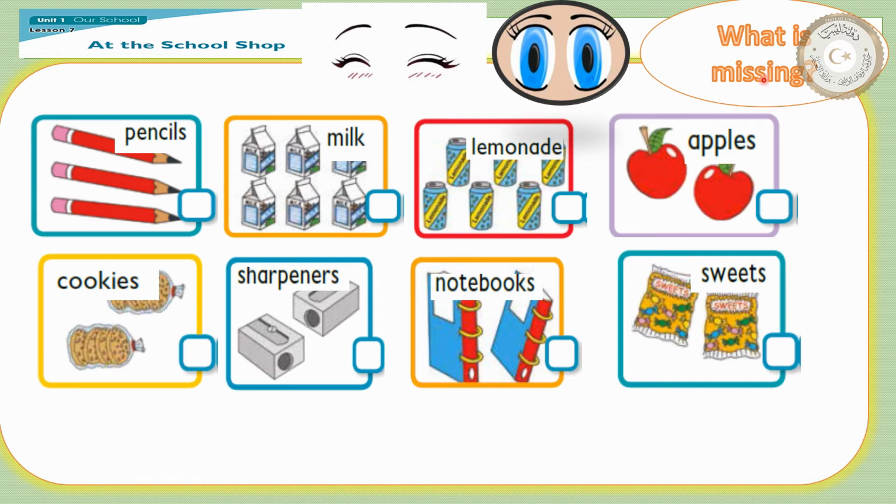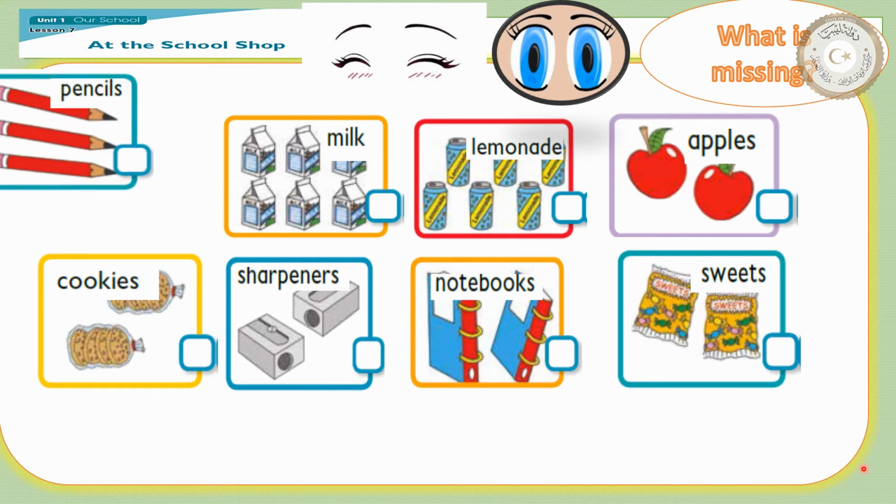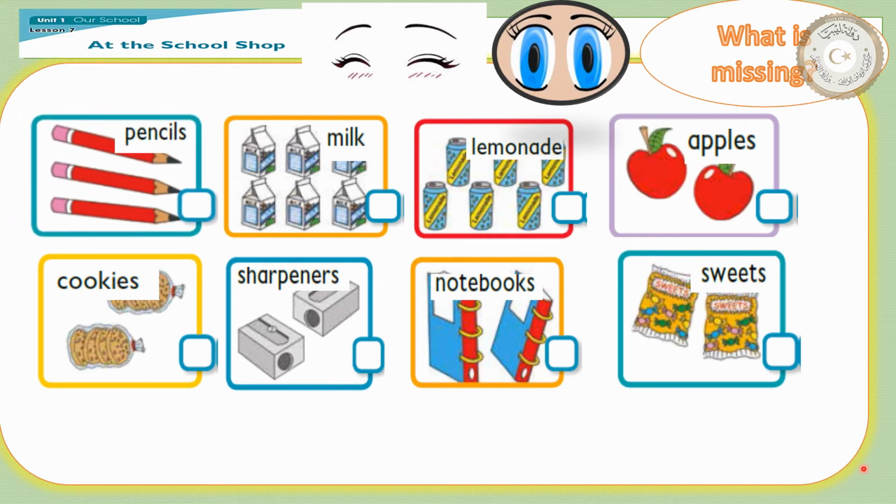Okay, so now close or open eyes? Excellent. Close your eyes. Okay. Now open your eyes. What's missing? Milk? No, this is milk. Apples? Okay, we have apples here. What's missing? Excellent. Pencils. Okay, now look again what we have.